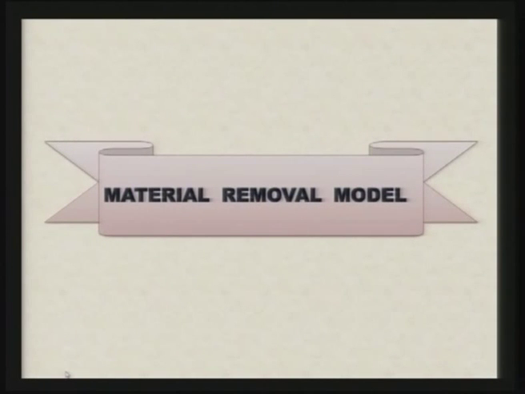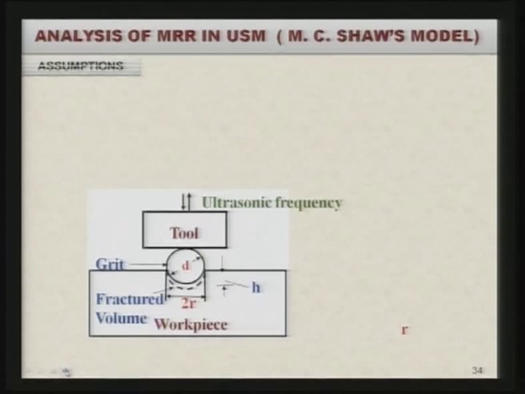Material removal model. Various researchers have evolved theoretical or empirical models for the removal of the material in ultrasonic machining. The first one that was proposed was by M. C. Shaw, Milton C. Shaw. I will discuss that particular model here. Now, for the model proposed by M.C. Shaw, there were certain assumptions which were made in this particular model.